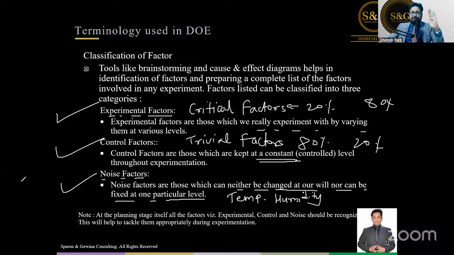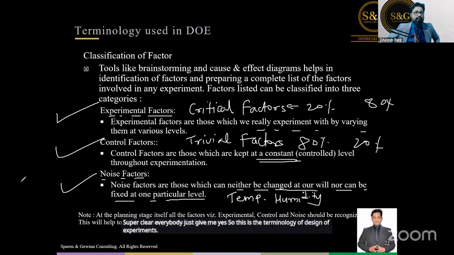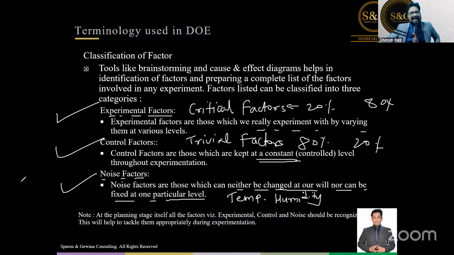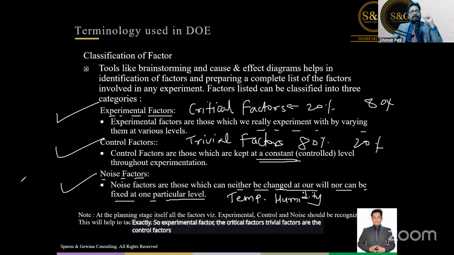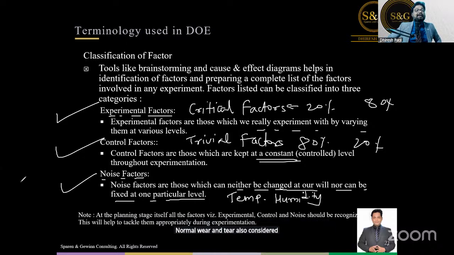So this is the terminology of design of experiments. Exactly. Experimental factors are the critical factors. Trivial factors are the control factors which have to be kept constant. And the factors which we cannot control are called noise factors. Simple. Normal wear and tear is also considered a noise factor. Yes, normal wear and tear is also considered a noise factor.